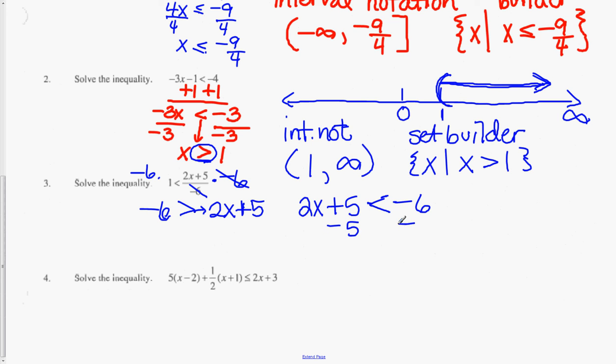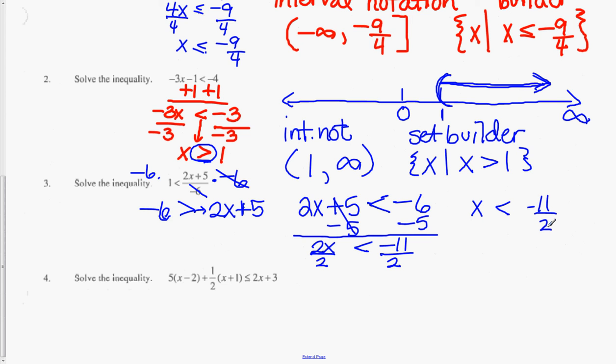Now let's solve it just like we normally would. We're going to subtract 5 from both sides. So 2x is less than -11. Divide both sides by 2. So x is less than -11 over 2.